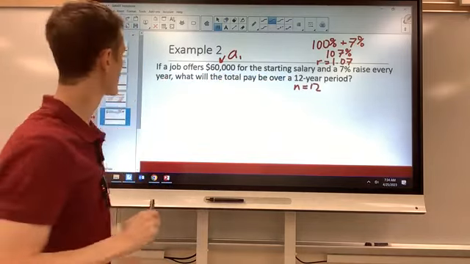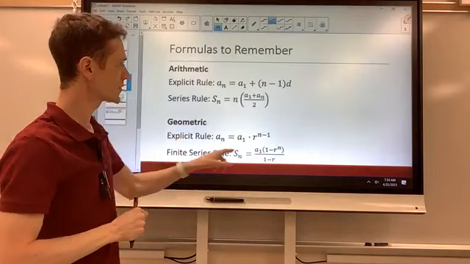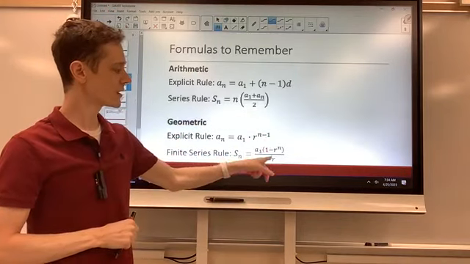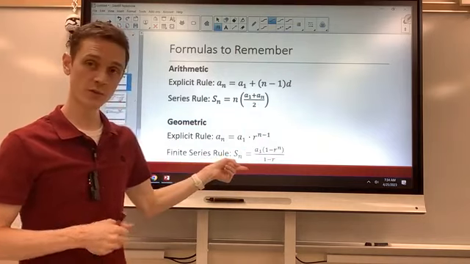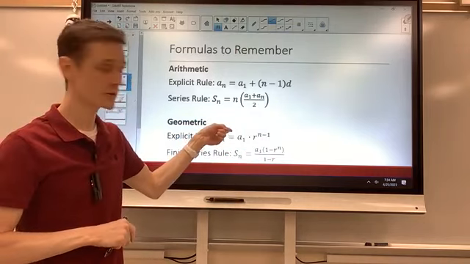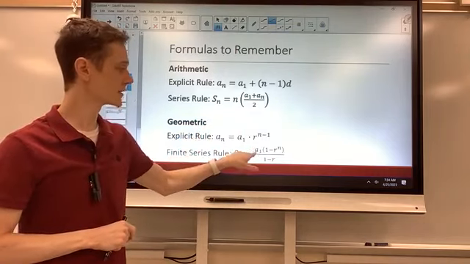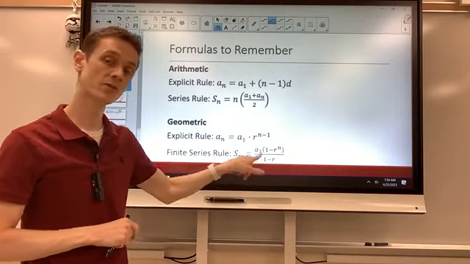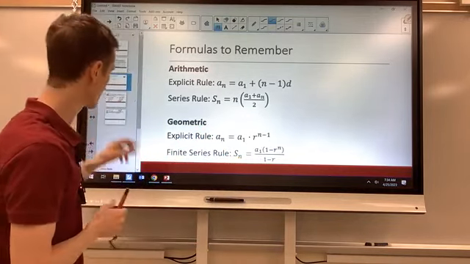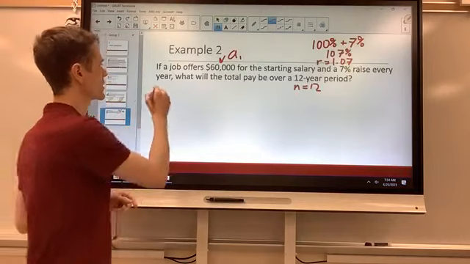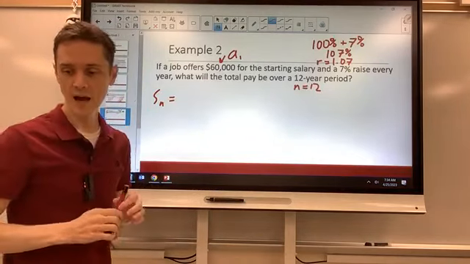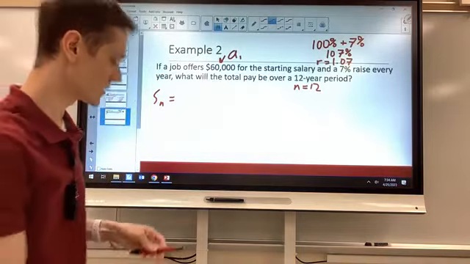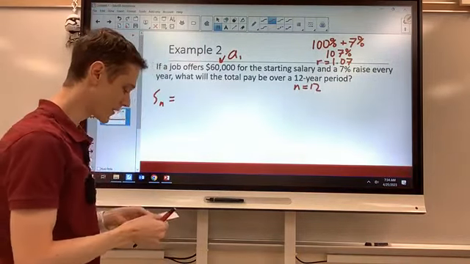Now, for the series formula, the numbers we need to know are the first term of the sequence, the r value, and the n value. And sure enough, we have all three of these. So in this particular problem, I'm not going to need to use the explicit rule, because the sum formula does not use that a sub n term. So this is pretty common when you're dealing with the geometric series. So I'm going to go straight into saying s sub n is equal to, and I am going to have to do a lot of these numbers with a calculator, so I have them written down in advance here.